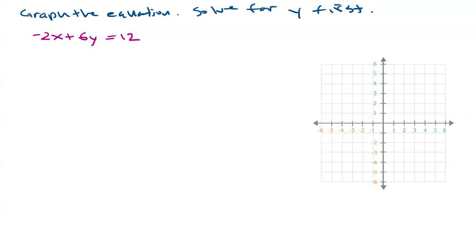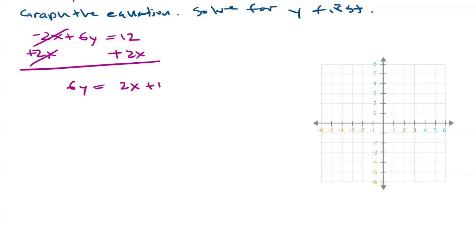So this is the same type of question as our last problem. This time we have negative 2x plus 6y equals 12. Again, what's our first step here? What do we have to do first? Good, we're going to have to add first. Add the 2x on both sides. So that cancels, giving us 6y equals 2x plus 12.